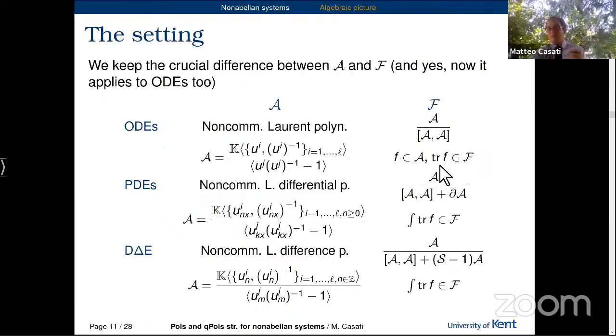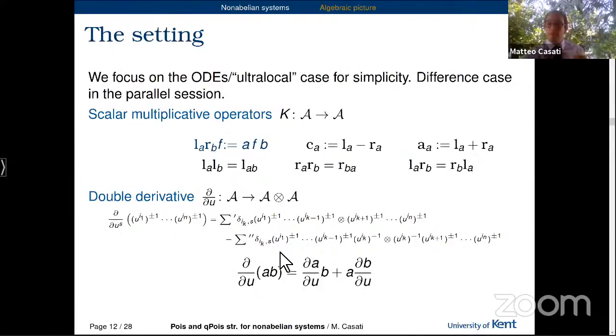But the idea is that here you have a trace operation, so you have a cyclic commutativity of your products of monomials. Here you don't have anything. You have just the free algebra, possibly with the inverse relation. And on this space, let me just work on ODEs for simplicity, so I forget about difference for now. On this space I have multiplication operators, and these must distinguish whether I multiply on the left or on the right, because the product is not commutative. This is my notation: multiplication on the left, multiplication on the right, and commutators and anti-commutators.